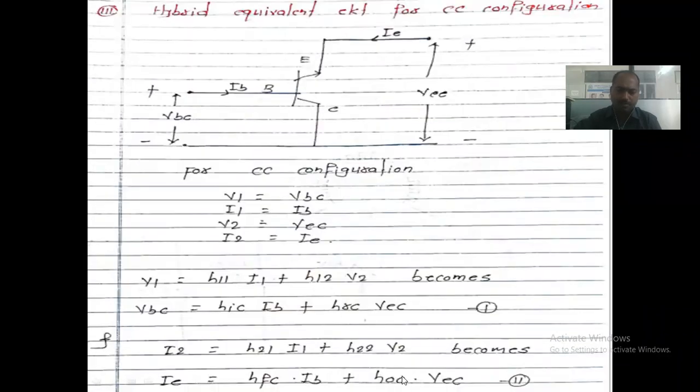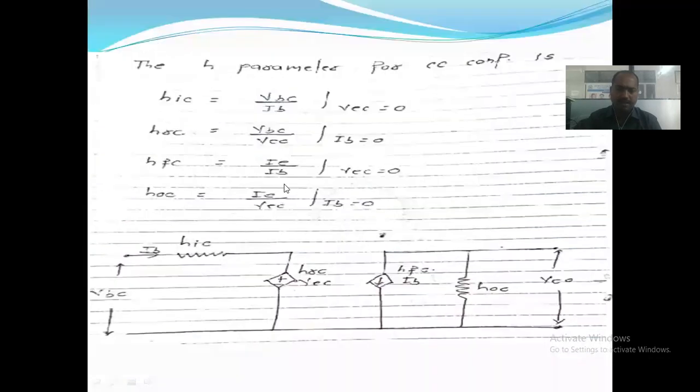To find out the HOC, what we have to do? We make IB equal to 0, so the whole thing should be 0. So HOC equals IC divided by VEC when making IB equal to 0. So HOC equals IC divided by VEC when IB equals 0, right? So the drawing of this diagram is the same as the H parameter.